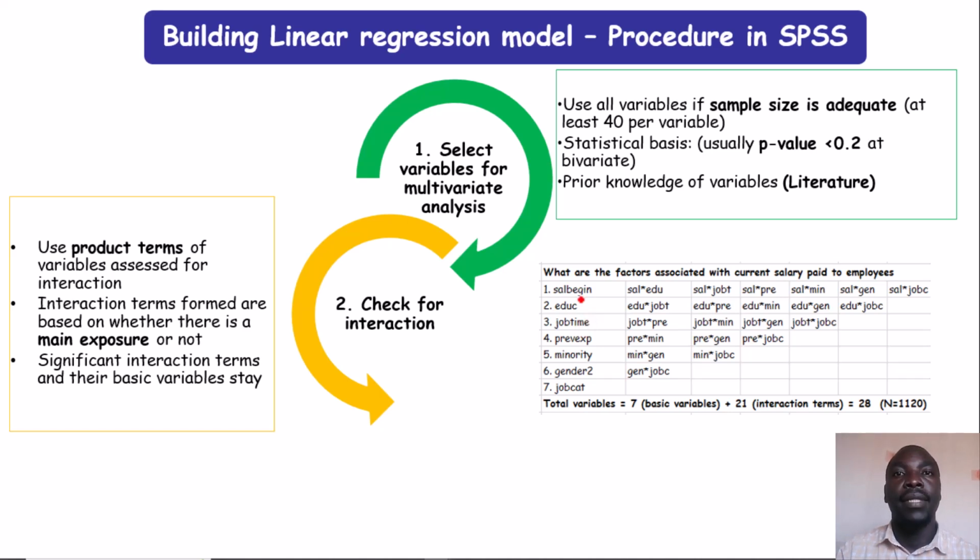So interaction terms are formed amongst the basic variables. So we would form an interaction term, first of all, with the beginning salary. We form it with education to form this interaction term. We form another with beginning salary and job time. I've formed it here. We form one with beginning salary and previous experience. It is here. We form another interaction term with minority here, and we form another one with gender.